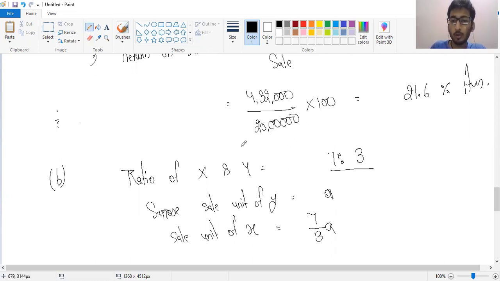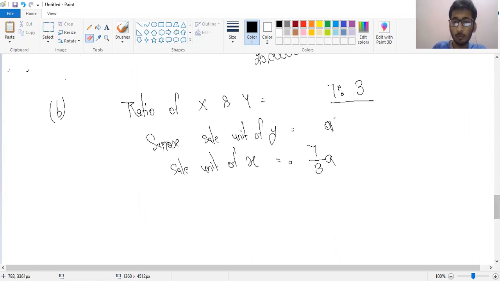How will this point come? I am saying A is equal to 3, because A denotes 3. So what would Y be equal to? Basically just convert it to 1. So A upon 3 multiplied by 7. I hope you guys understood this. So sale unit of X is 7 upon 3A.